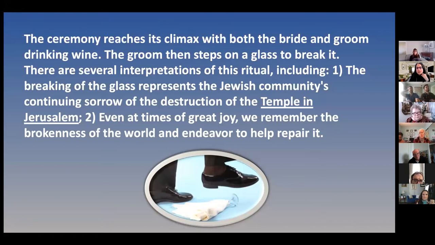So the ceremony reaches its climax with both the bride and groom drinking wine. After you say the seven blessings, that's when you drink the wine. And then the groom steps on the glass. Sometimes you can have the bride and the groom breaking the glass. And as I said, there are several interpretations. It represents the sorrow over the destruction of the temple. We remember the brokenness of the world.